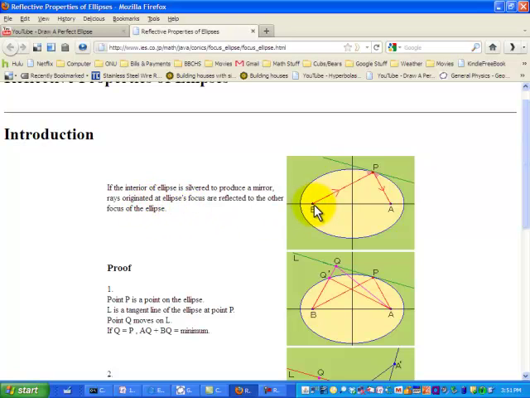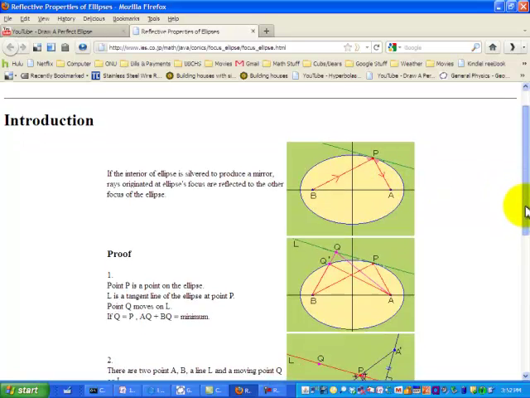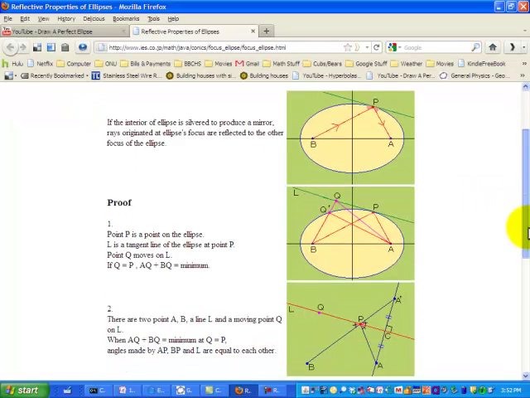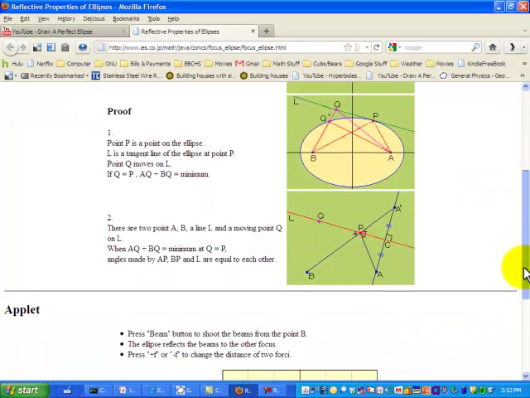and if we originate, this is their big word, originate a ray at one focus point, it's going to come out of that focus point, and wherever it hits the ellipse, it's going to bounce off. You'll notice this tangent line right here in the green, and that these two angles are identical to each other. It bounces off of that tangent line at the exact same angle, and it's going to end up back at this other focus point.